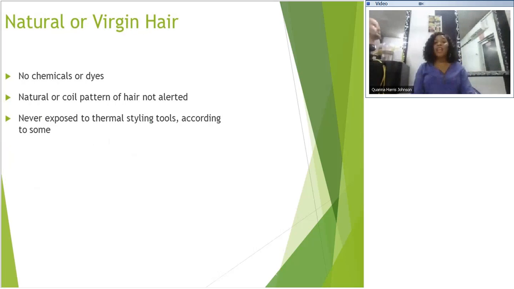Sorry about that. So we have natural versus virgin. Natural hair has no chemical at all on it. The hair has never been processed.